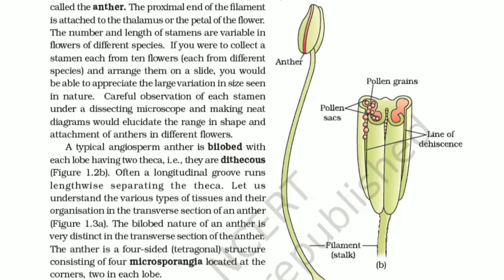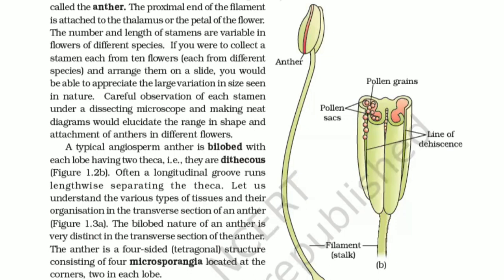If you were to collect a stamen each from 10 flowers and arrange them on a slide, you would be able to appreciate the large variation in size seen in nature. Careful observation of each stamen under a dissecting microscope and making a neat diagram would elucidate the range in shape and attachment of anther in different flowers.